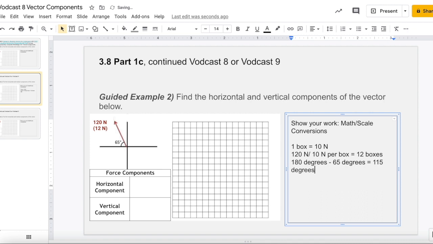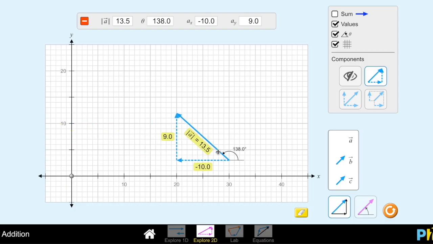115 degrees. So I actually now want something that's 12 boxes at 115 degrees, and that's something that I can do. So let's go ahead and try to get close to something around 12 boxes and 115 degrees. Okay, so that's not too bad.